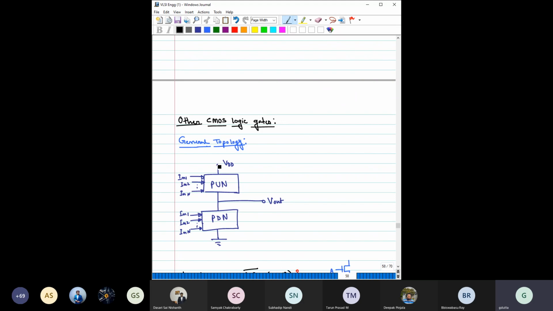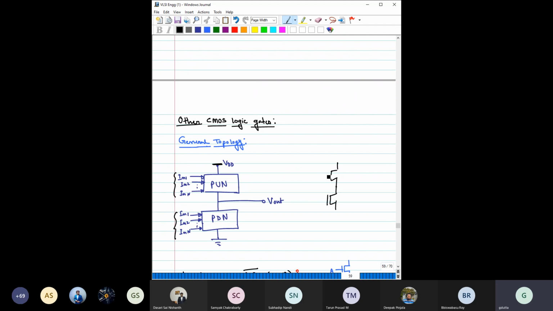So basically it looks something like this: VDD, then you have some pull up network, then below you have some pull down network, between them you have this output, and you have to connect the input with both the pull up network as well as the pull down network. So here I have shown multiple inputs because it is a general topology. Here also multiple inputs because this is a general topology. But for the inverter, you know that there is only one input.